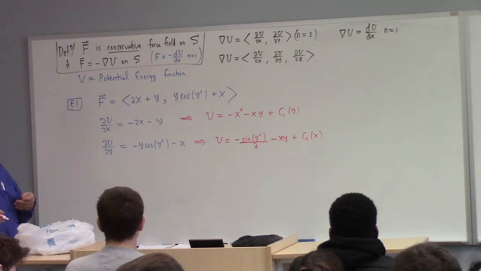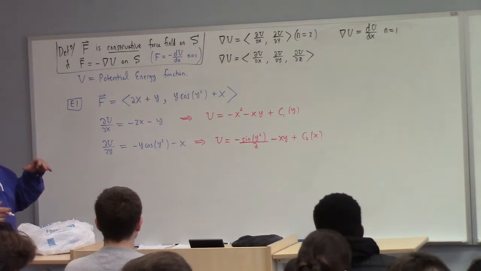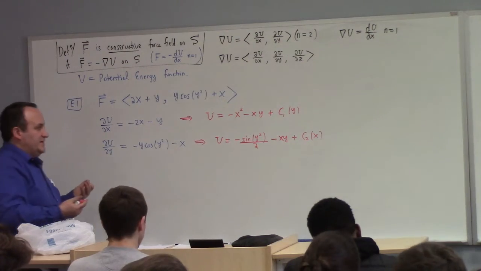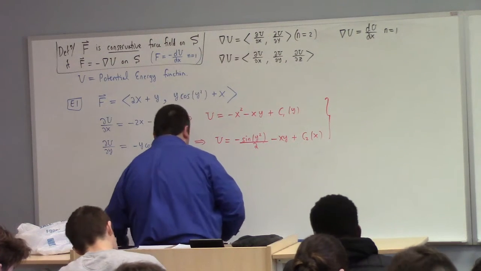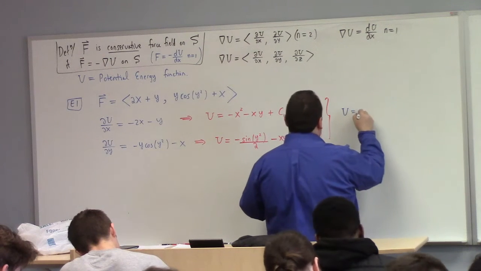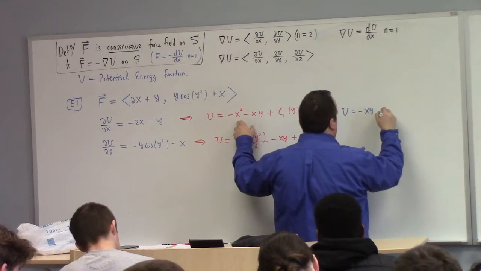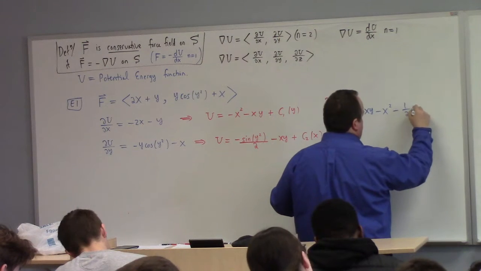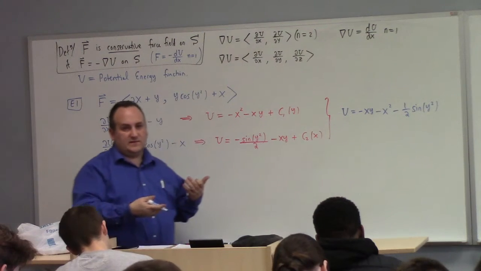When you do this, you have to use some common sense. You look at both, and if there's anything that's common to both, you don't need it twice. You only need it once in the answer. So basically, you take these two and you merge them, and that's your answer. So here what will work for us is U equal to minus xy minus x squared minus 1/2 sine of y squared. And then, of course, you could add a constant to this.